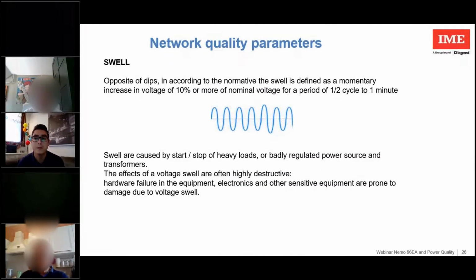Another phenomenon is swell. Unlike the dip, it is a 10% increase above the nominal voltage of the system. As with dip, it is generally caused by turning a load on or off. However, the voltage rise is more dangerous, as it could damage the hardware connected to the network.